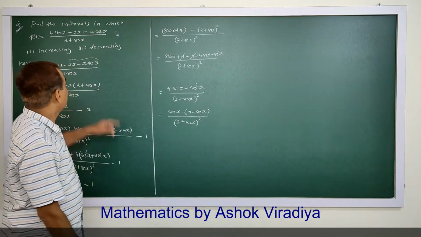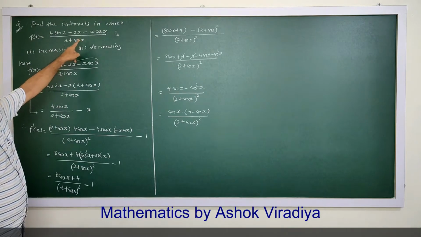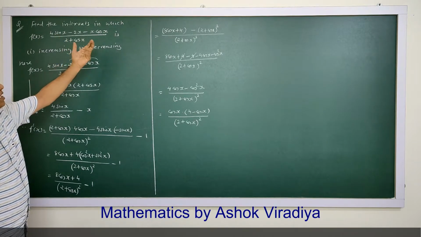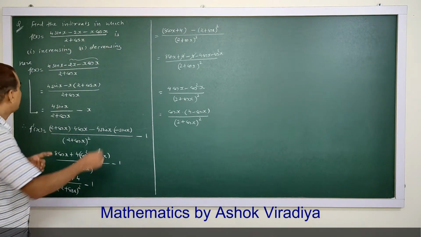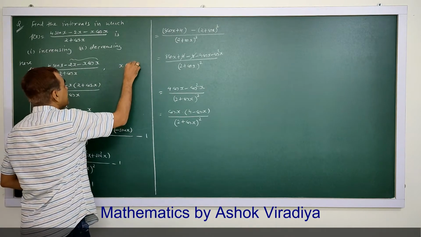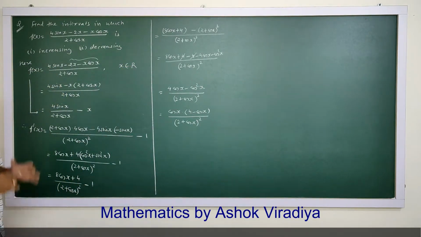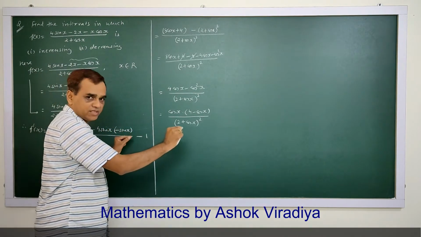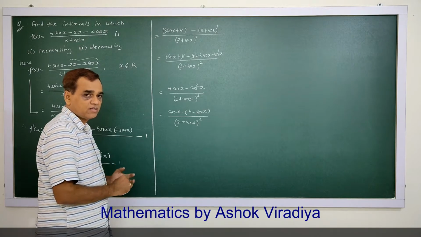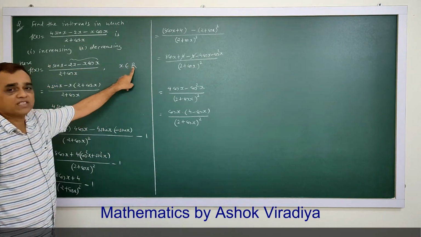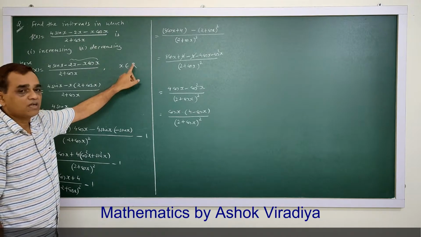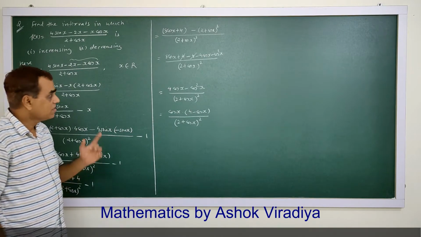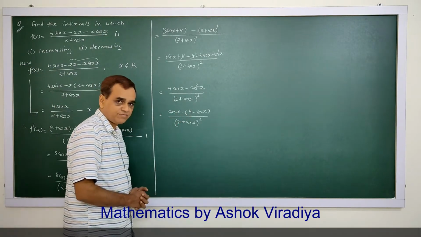Now see, in the question, the domain of the function is R. No particular interval is given. Here the domain is R, x is real. So we have to discuss on the set of real numbers, that is the whole real line. So we shall find the intervals of this set of real numbers in which the function is increasing and in which intervals the function is decreasing. So we have to check the sign of f dash x.